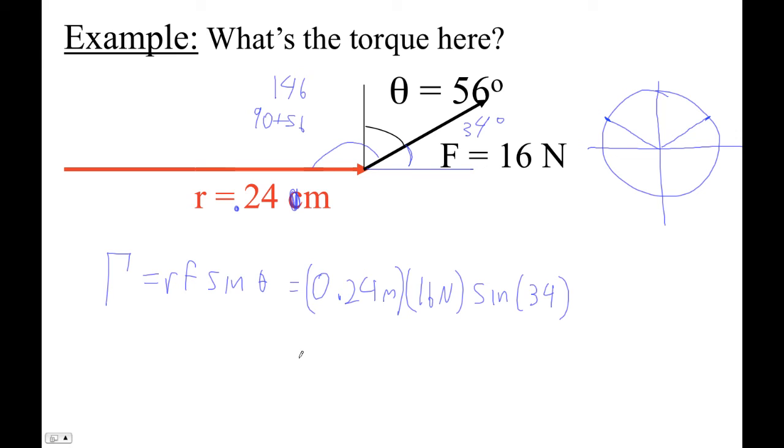Okay, so here we go. So 0.24 times 16 times sine of 34. Checking my mode, I'm in degrees. And that is 2.147. I guess we only have 2 sig figs, so we'd have to say about 2.1 meter newtons. But we'd use this number, or even more than that.